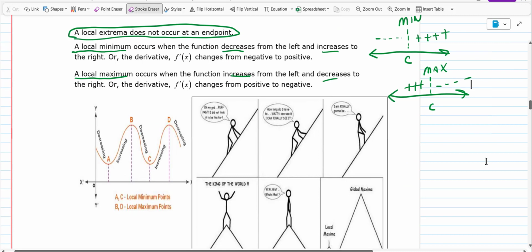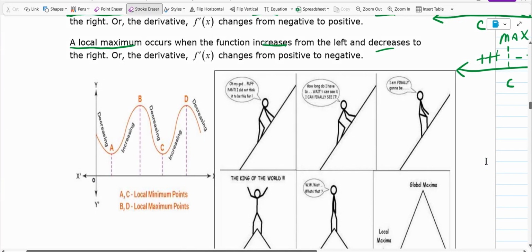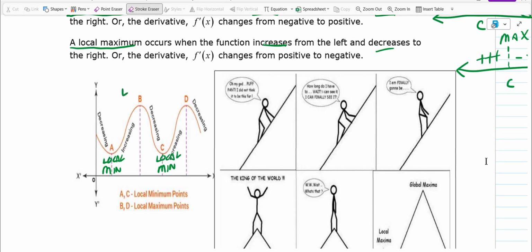That's the idea. Okay. So if you were to look at this graph right here, these right here would be a local min there. This would also be a local min here because the graph is going from decrease to increase, okay? And then these points right here would be local maximums like this because the graph is increasing from the left and then decreasing from the right.